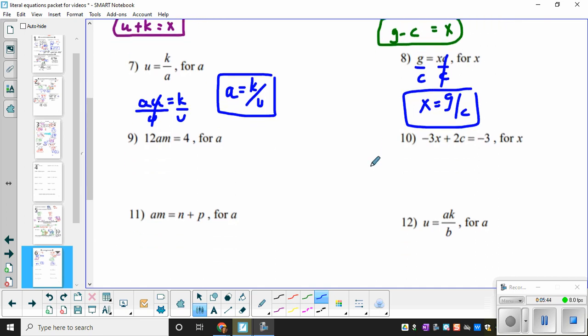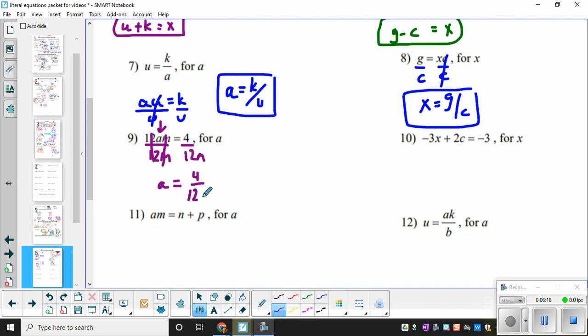All right, now we're on number 9 here. So if it's 12 a m and it equals 4, we're going to solve for a right here. This is a lot like the I equals PRT one where you'd have a P, R, and T, and we're trying to solve for that middle letter. So to get a all by itself, we're just going to divide both sides by the 12 and the m. The 12 cancels out and the m cancels out, so a is all by itself. And then 4 divided by 12m is what we're left with.